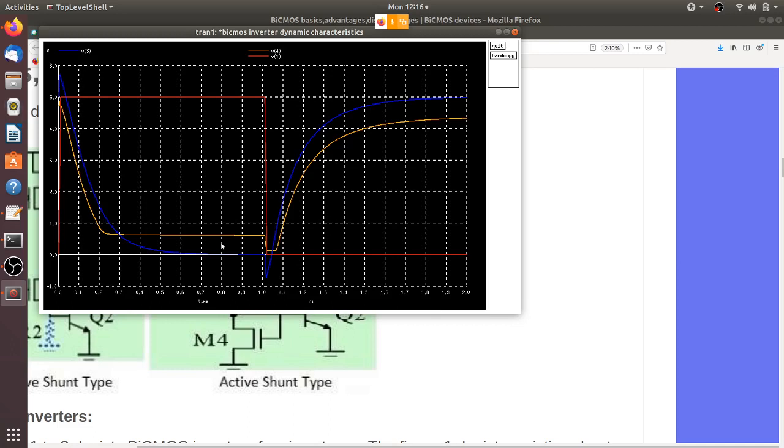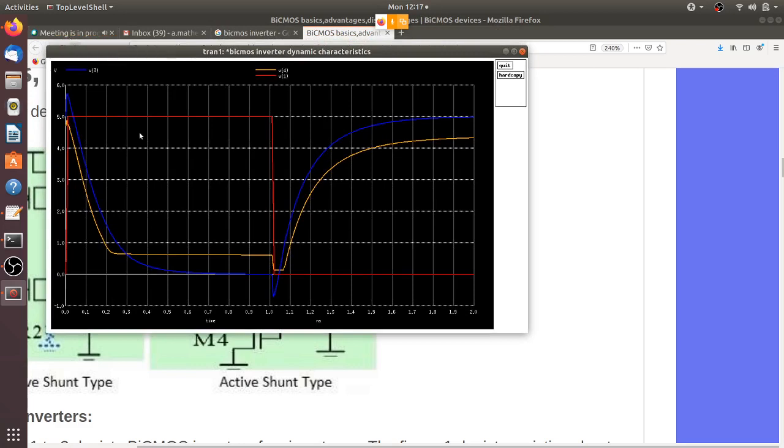Because, can anyone tell why the yellow or the orange curve is not reaching 0 volt? Anybody? Are you here or gone home? There is no mechanism in this circuit for a reverse base current in the bipolar.